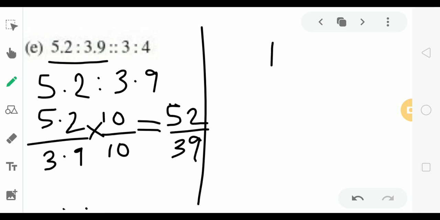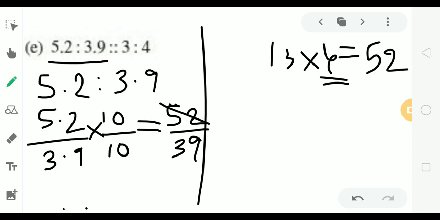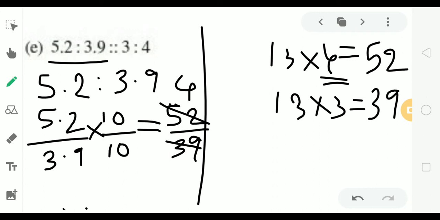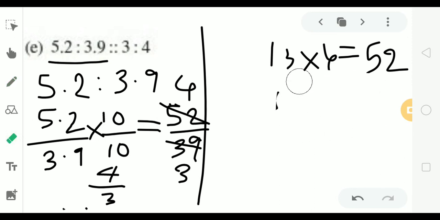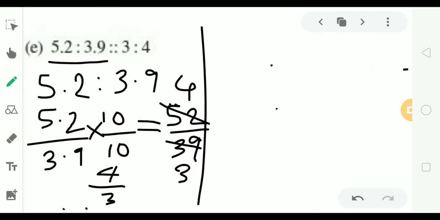In the 13 table, 13 fours we will get 52. So 13 table 52 is 4 times. In the 13 table, 3 times 13 is 39. So 39 in the 13 table is 3 times. So the simplest form we get is 4 upon 3. So what is the next ratio? Next ratio is 3 is to 4. 3 is to 4 is already in the simplest form, 3 is to 4 itself.